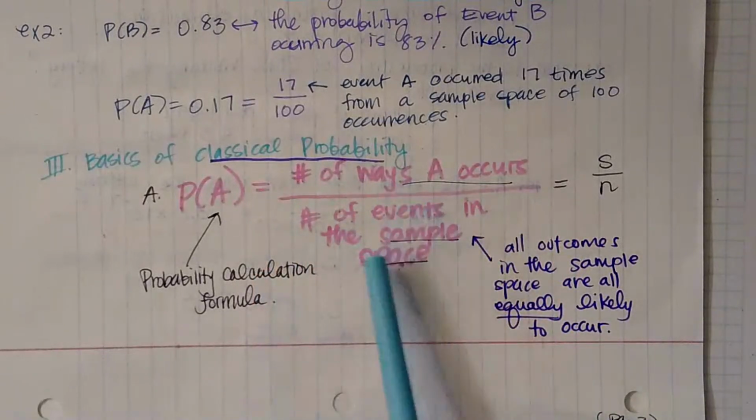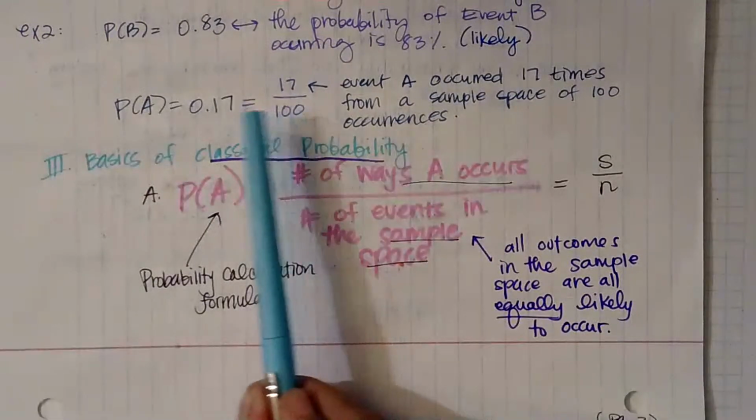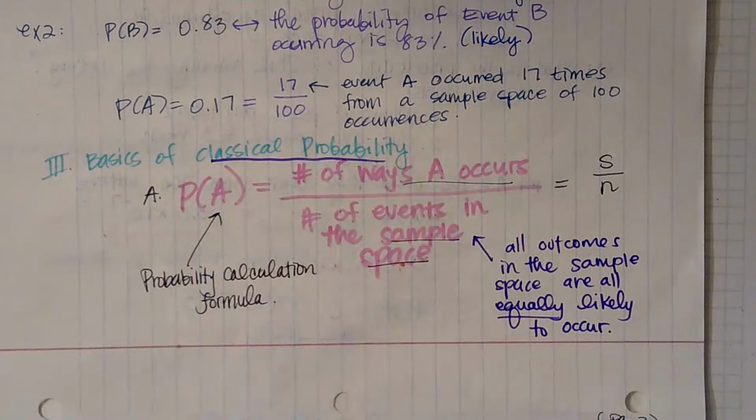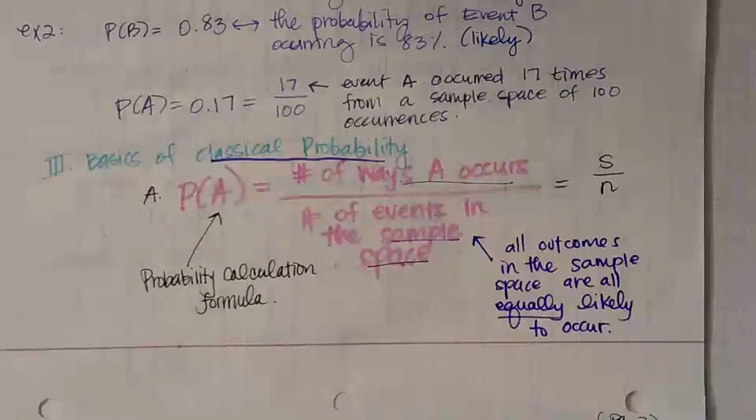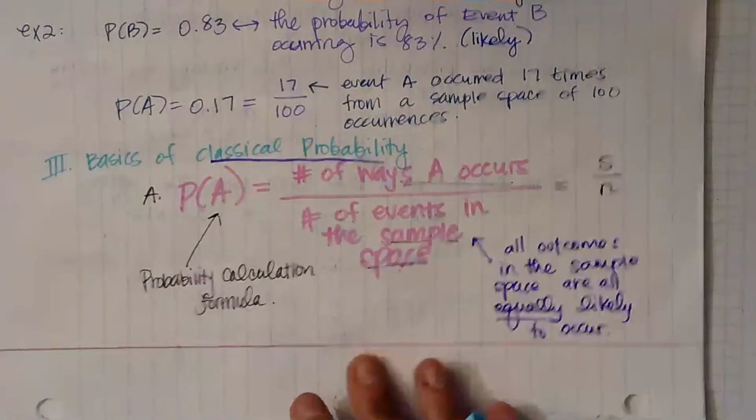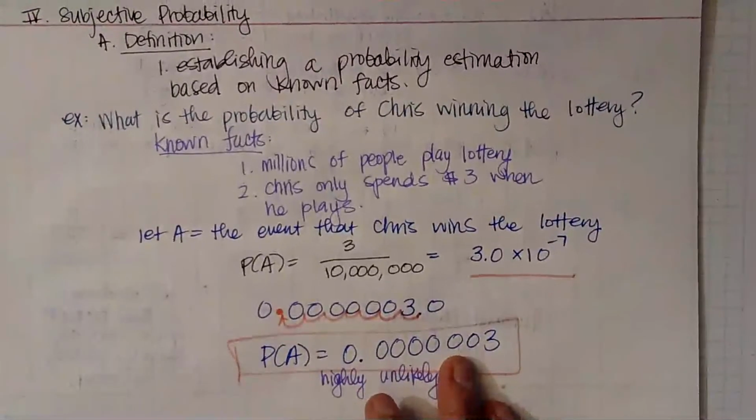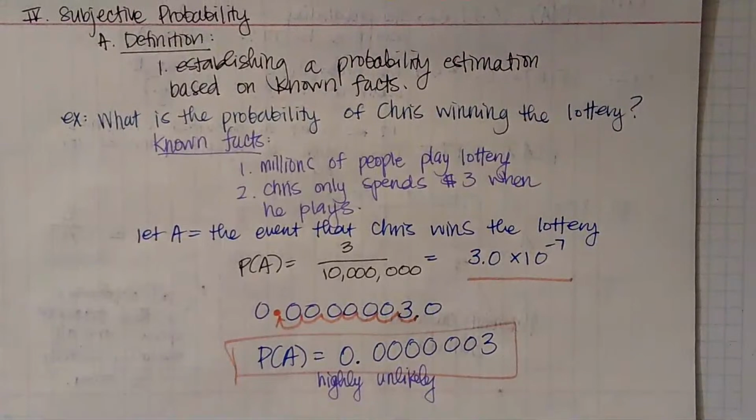And this ratio will give you a ratio that will then turn into a decimal, and that decimal then turns into a percent, and that gives us some form of data showing the occurrence and the likelihood of that occurrence happening. We also have something called subjective probability. Subjective probability is establishing a probability estimation based on known facts.